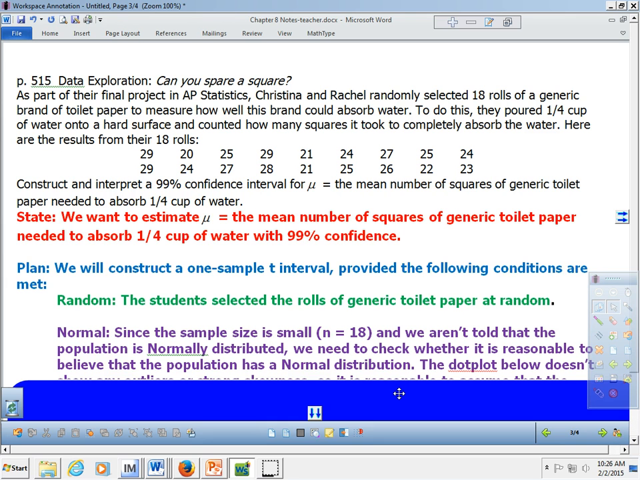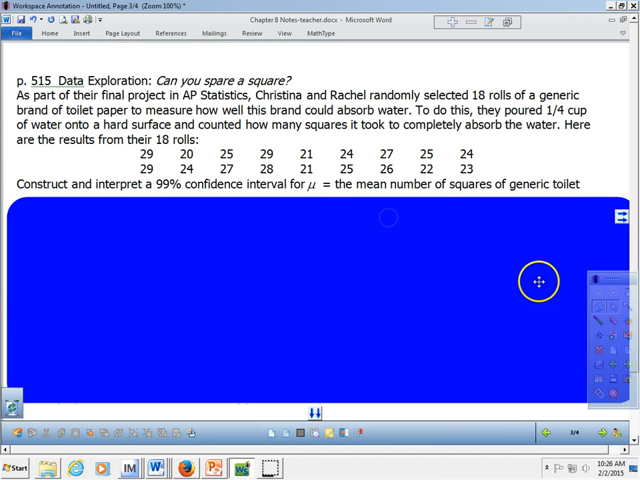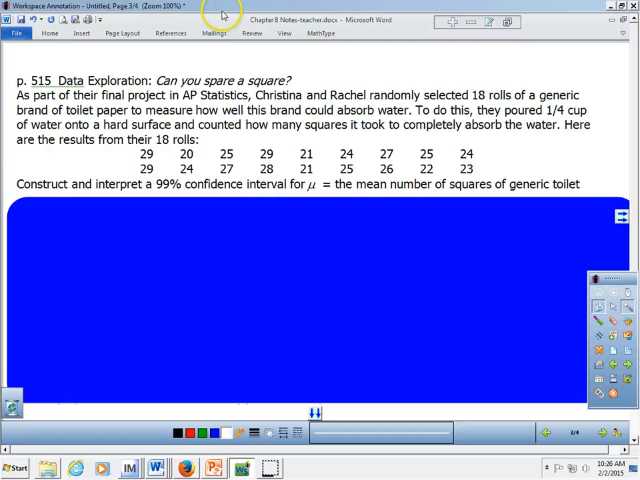Now, what you use to graph is completely up to you. I think that again, a dot plot is probably the easiest and the fastest way to do this. And we're only plotting 18 numbers. So we need to go do that. So what I would do is somewhere in your space, go ahead and come up with a number line, number of squares. Or the mean number of squares used.